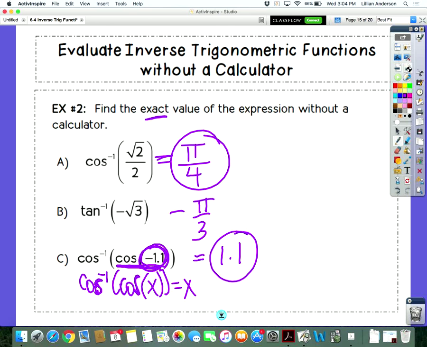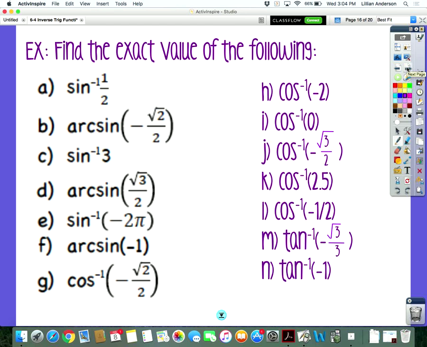So we're going to do the exact value of the following trig functions, A through N. I'll give you a second to write these down. Real quick, for those who don't know, arcsine is the same thing as sine inverse. So arcsine, arccosine, arctangent, they all mean basically the inverse. It's just another way to write that. So I don't want anyone to be confused about that. Are we clear? Cool.